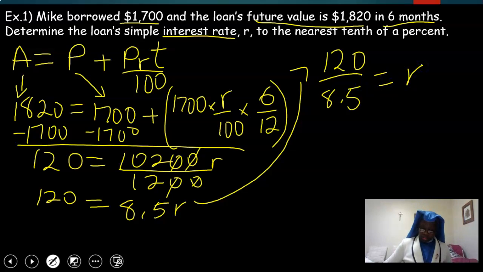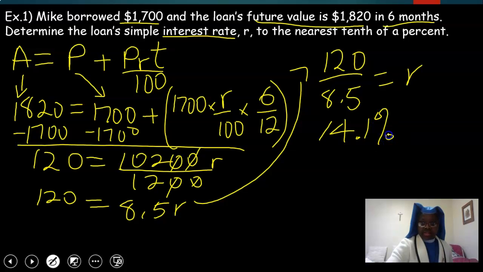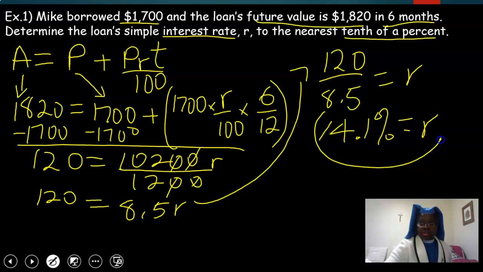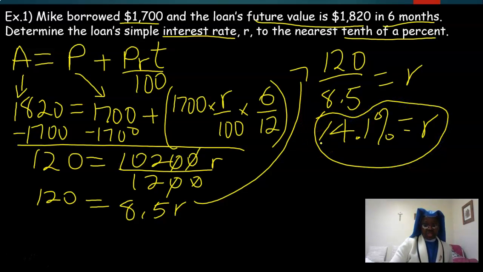And that will finally give us about 14.1%, since they ask us to round to the nearest tenth of a percent. So 1 decimal place, and that is the interest rate for that.